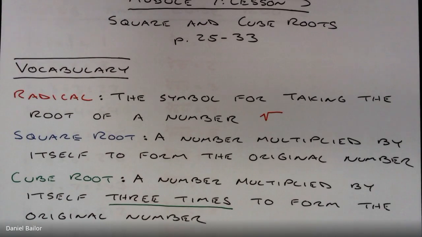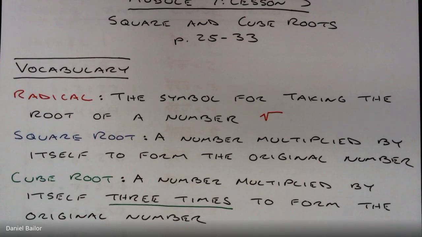It's a radical. A square root is a number multiplied by itself to form the original number. Like 2 times 2 makes 4, so 2 is the square root of 4. 3 times 3 makes 9. So 3 is the square root of 9. So that's a square root.